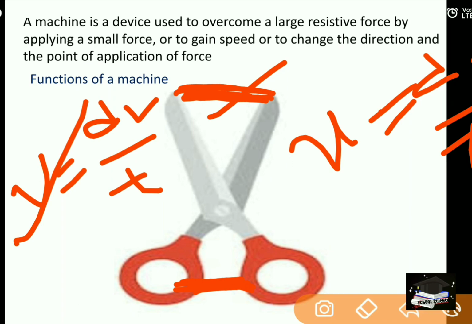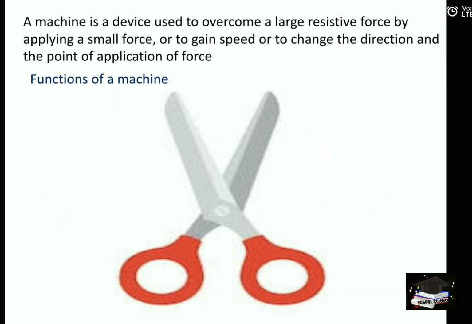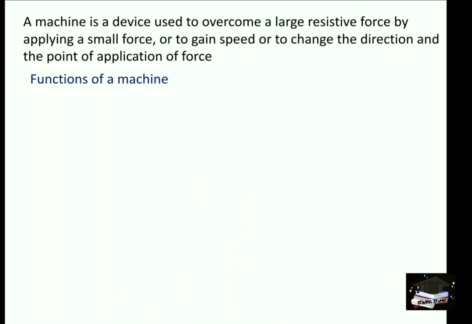Now out here what we can find out, with this small input speed we are getting large output speed. I'm saying this in a simple way. We can say that we are increasing the speed, we are gaining the speed. Small input velocity, large output velocity, so we are gaining the speed. So this pair of scissors is also a machine to gain the speed. Another example of machine which is used to gain the speed is gears, the gear system.